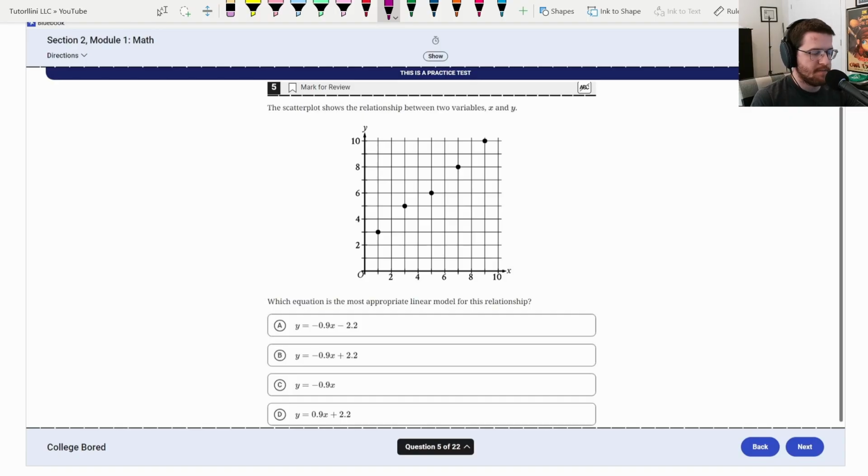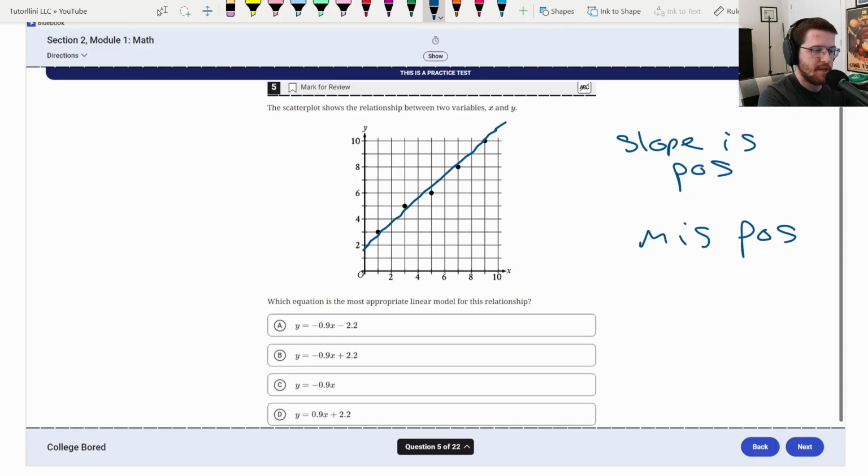Okay, question 5. So this is kind of hard to do on a digital exam, but you guys see if I draw the approximate line of best fit, just try to go through the middle of the data. As I go left to right, the line is going up. The y values are getting bigger. So that means the slope, or m, should be positive.